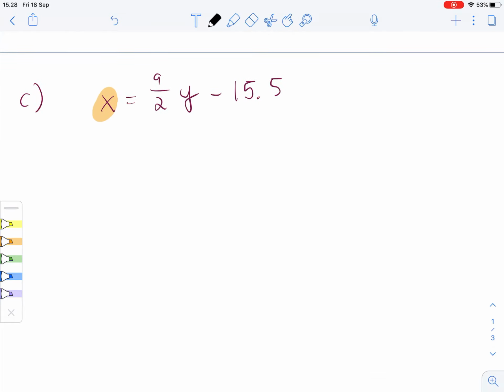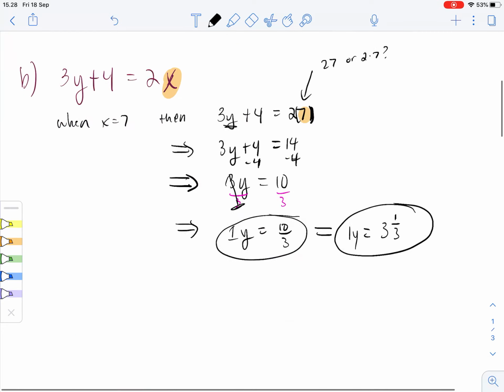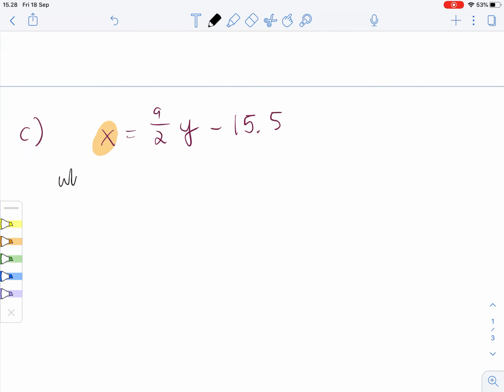The last example here is x equals 9/2 y minus 15.5. Again, we want to find the value of y when x is 7. So when x equals 7, then, well, x is 7, so I'm going to plug that in there. And I have 7 equals 9/2 y minus 15.5.